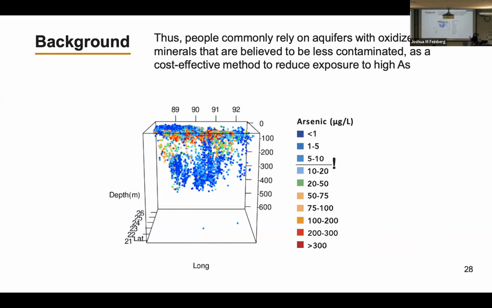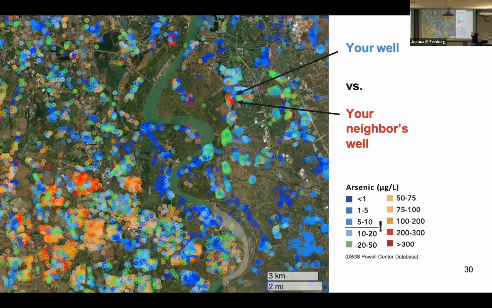So in this scenario, if you have your well low in arsenic and your neighbor has their well high in arsenic, maybe your neighbor drills a different well and they find it's low in arsenic and it's good, or you share your well water with them and now they also have reduced their exposure to arsenic.